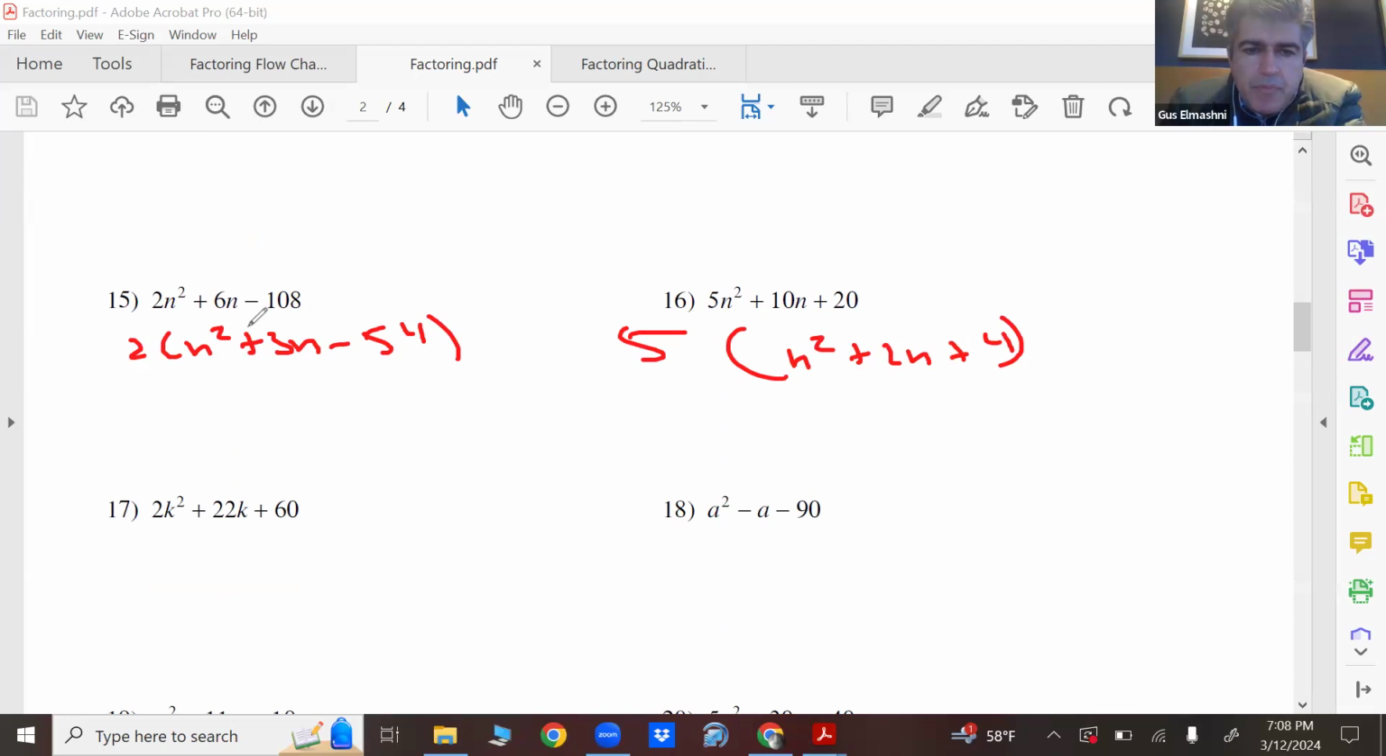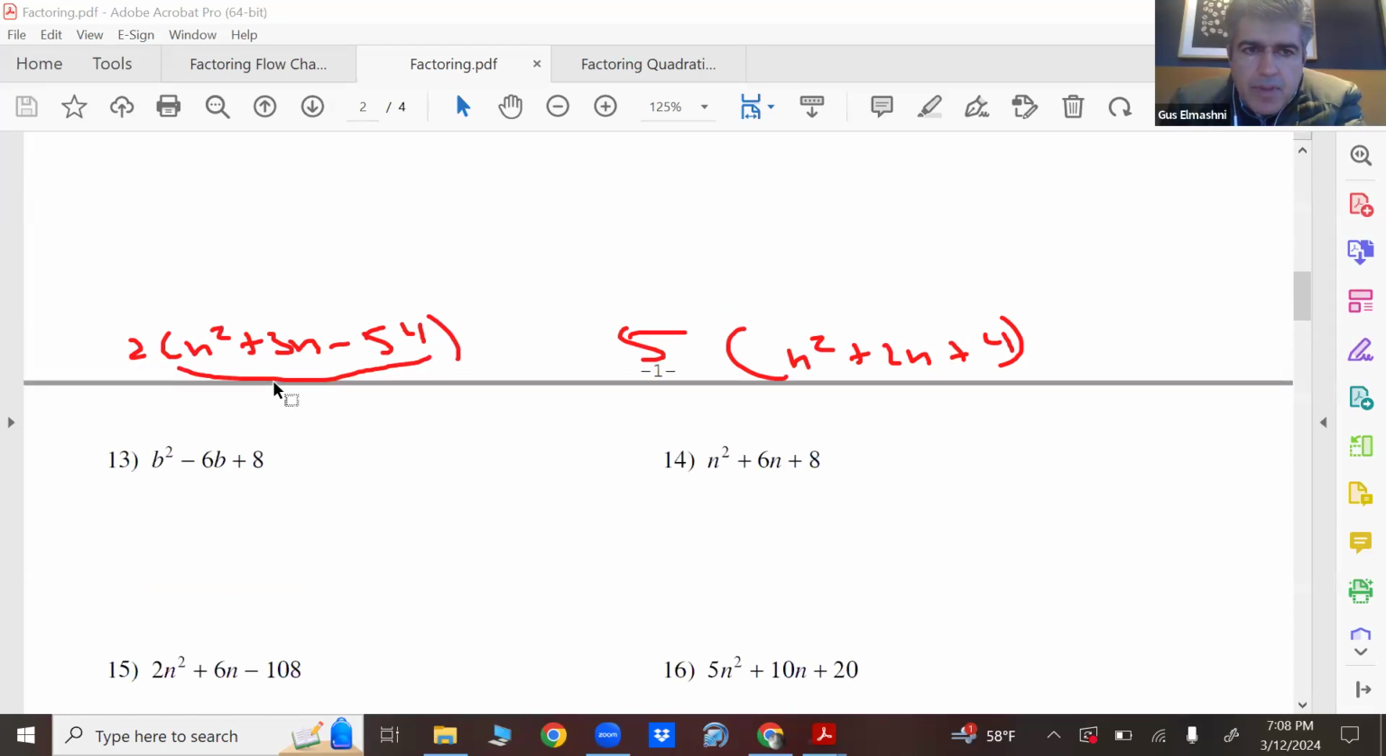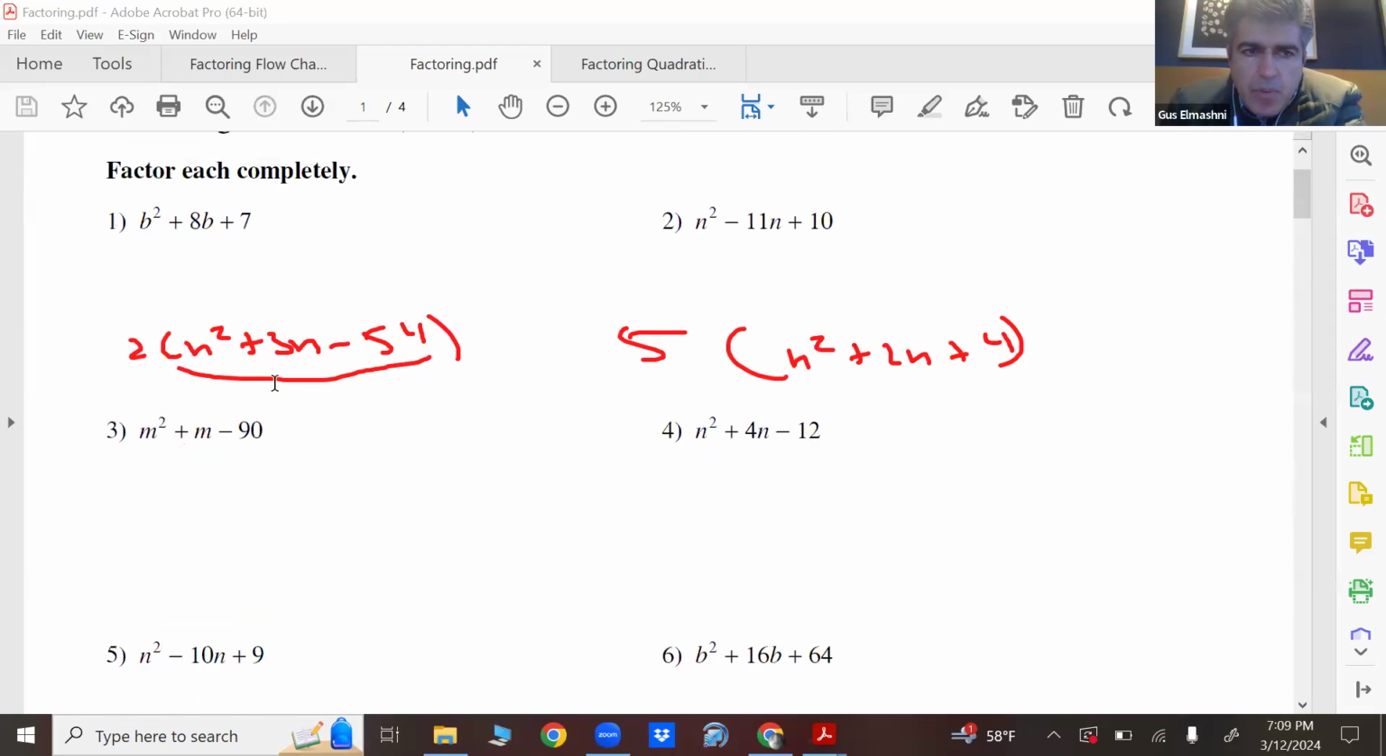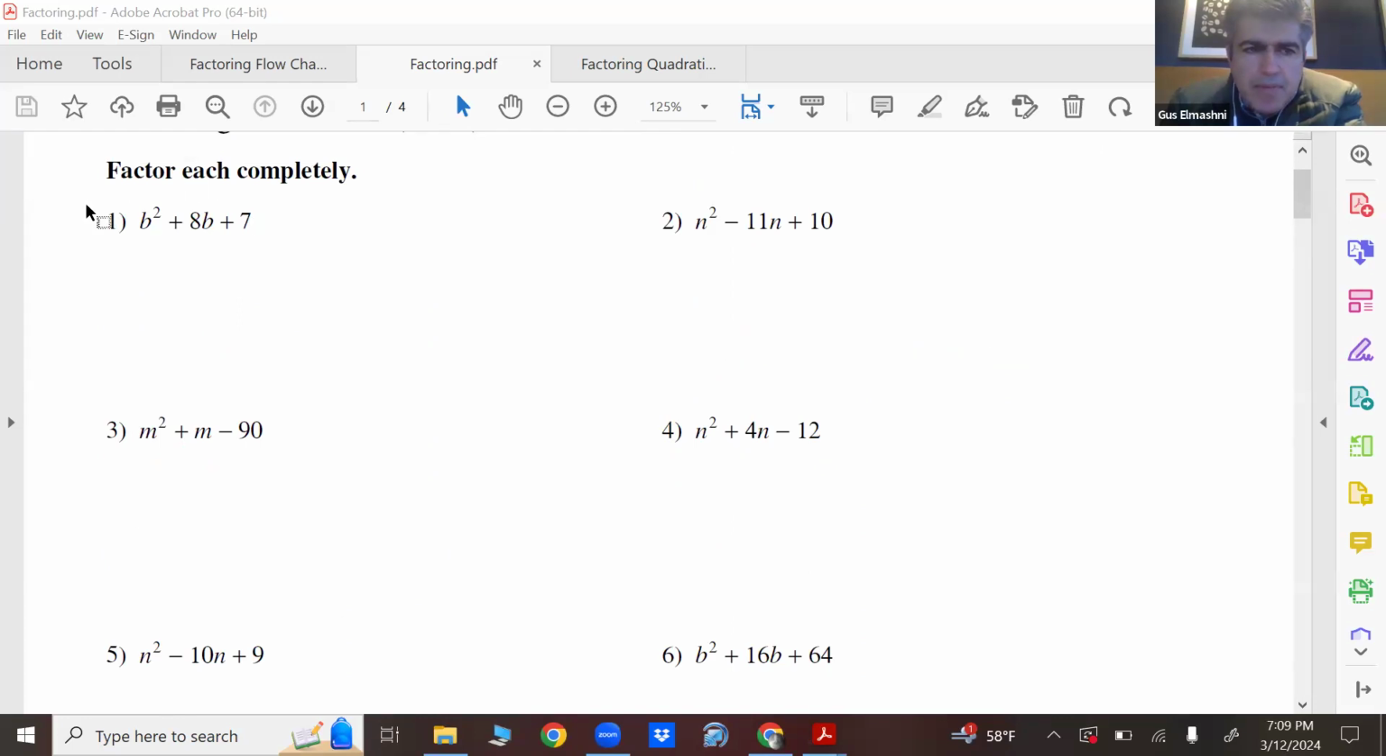But sometimes you need to break it down even further when you have three terms. So let me show how that happens. Starting with number 1: b squared plus 8b plus 7. There's something I call the diamond.